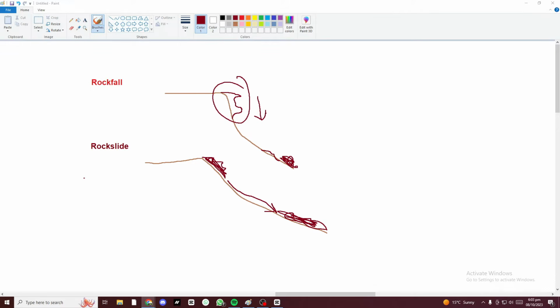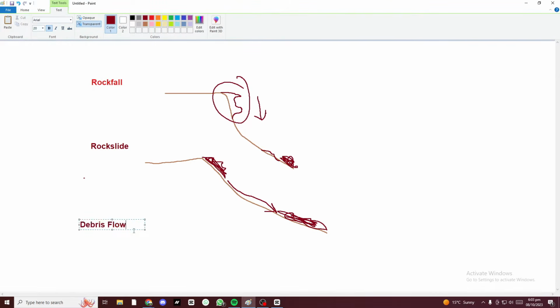Okay, moving on to debris flow. Debris flows are fast-moving mixtures of water, soil, rock, and organic material. They typically occur in steep mountainous terrain and are often triggered by heavy rainfall, snowmelt, or volcanic eruptions. Debris flows can be highly destructive and can carry large boulders and trees downstream.